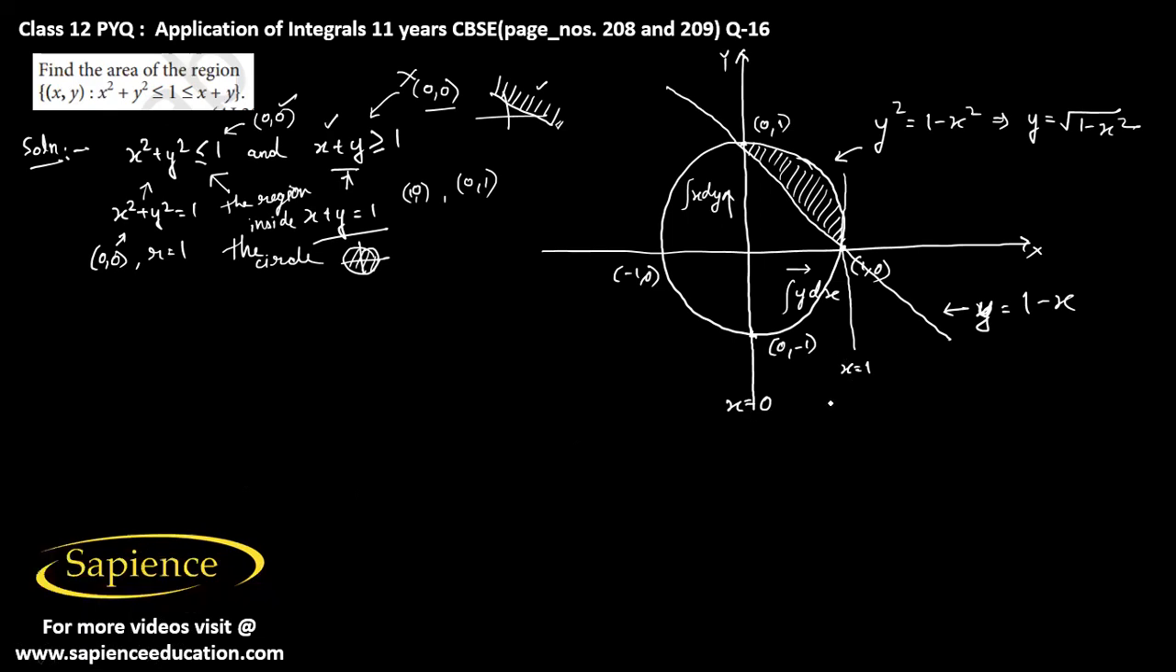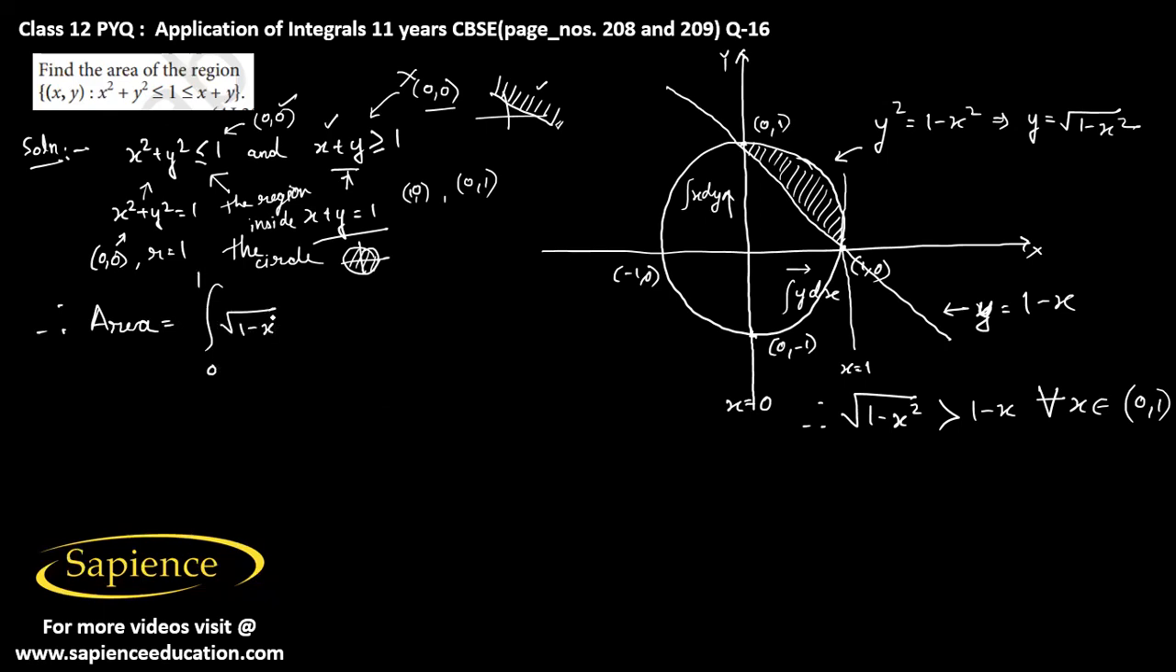So we can see that from x equal to 0 to x equal to 1, the curved part is lying above the straight line part. Therefore, I can say that the square root of 1 minus x squared will be greater than 1 minus x for all values of x from 0 to 1. So the required area will be equal to the integral from 0 to 1 of (square root of 1 minus x squared minus (1 minus x)) dx.